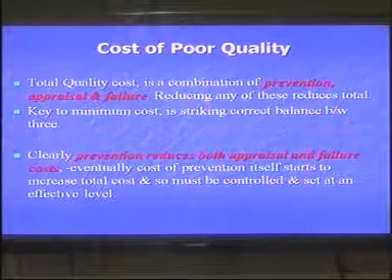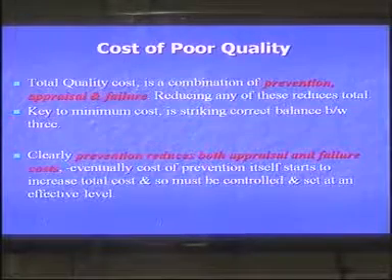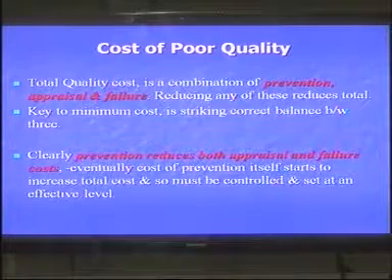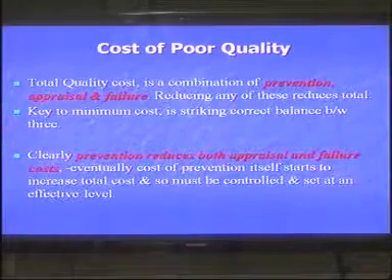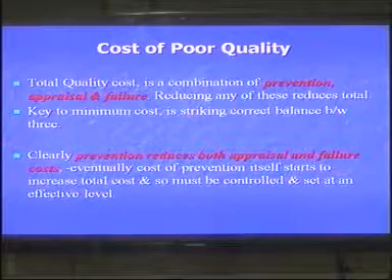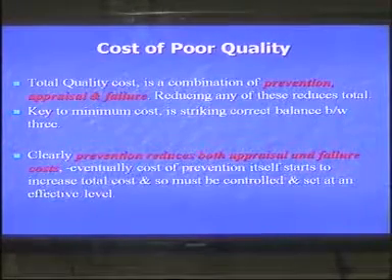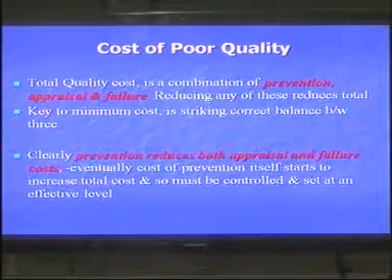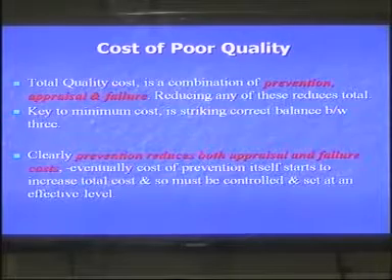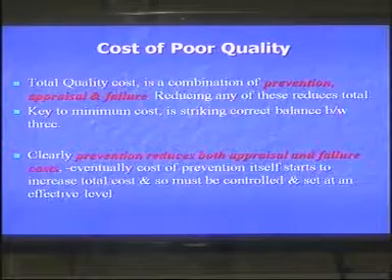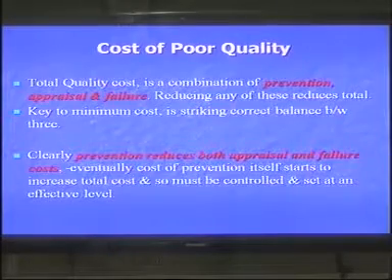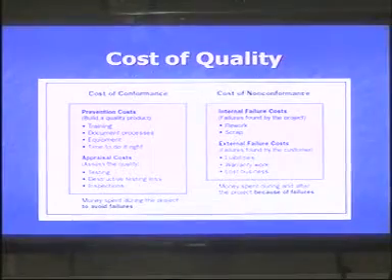The total quality cost is a combination of prevention, appraisal, and failure. Reducing any of these reduces the total. Key to a minimum cost is striking the correct balance between these three. Clearly, prevention reduces both the appraisal and the failure cost. Eventually, the cost of prevention itself starts to increase the total cost, and so must be controlled and set at an effective level. It's always better to make sure, before the product leaves your premises, that it has good quality.